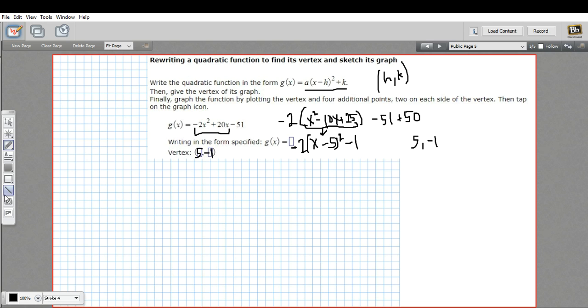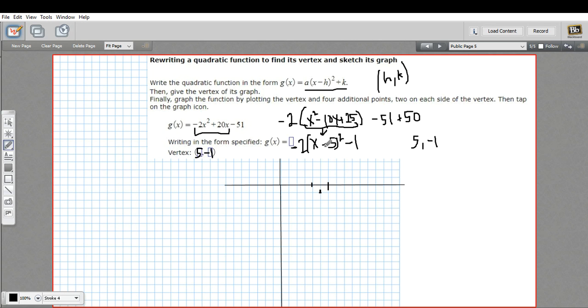I think we can start graphing. I notice my vertex is at (5, negative 1), and I've got a negative leading coefficient. So it's going to be a downward opening parabola. So I'll put my x-axis there. We'll put the y-axis here. Okay, so let's go ahead and plot the vertex. (5, negative 1) would be right here. And then let's take points on either side. So let's look at 4 and 6.